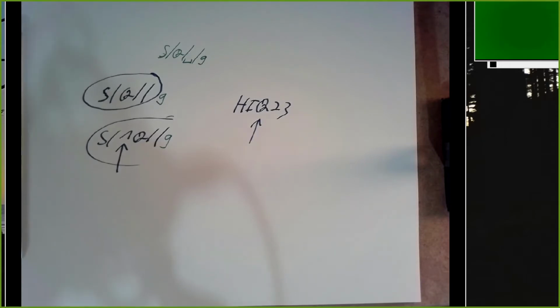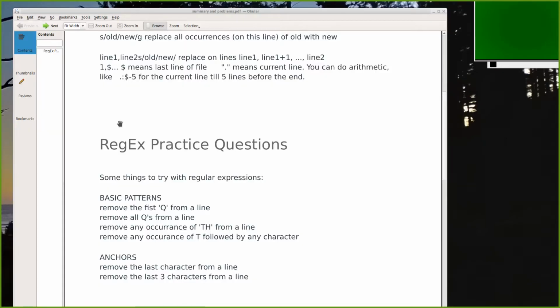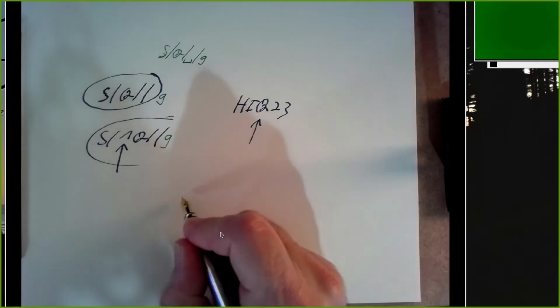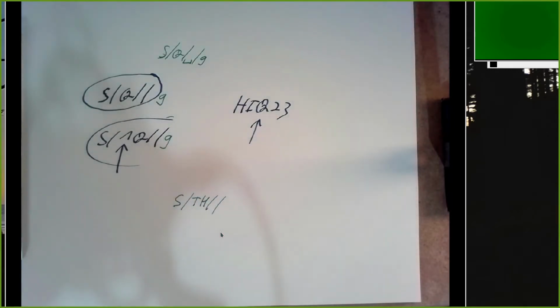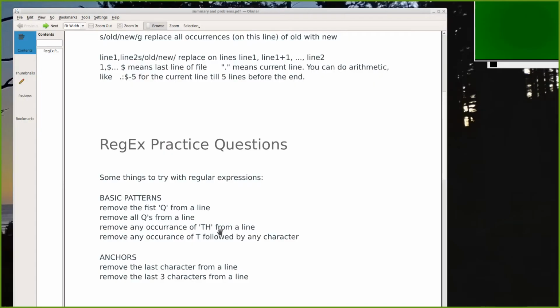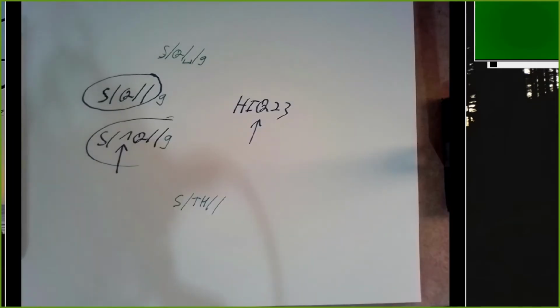All right, cool. So that's removing the first Q from a line. We already talked about removing all the Q's from a line. And then removing any occurrence of th from a line, well, that would pretty much be the same. Instead of q, you would just substitute th with nothing. But let's go ahead and try this next one.